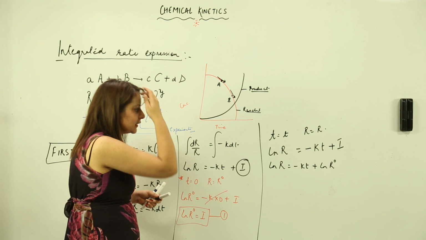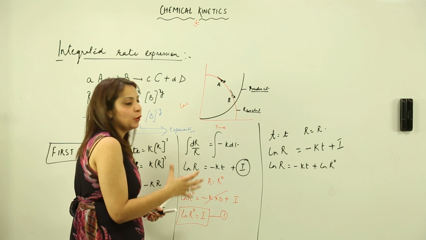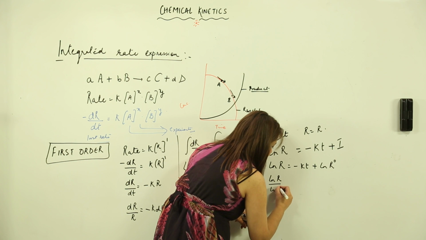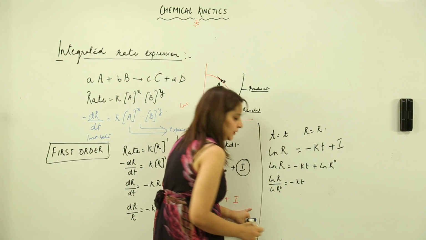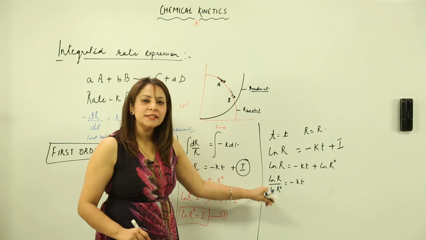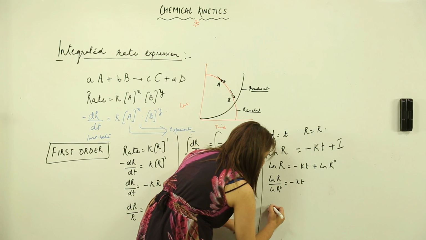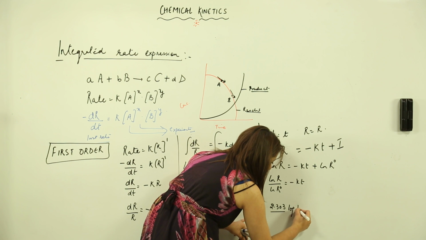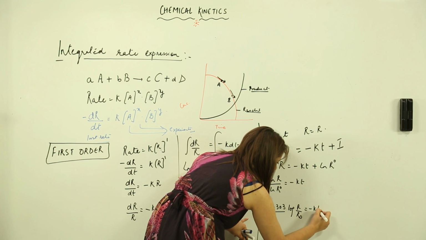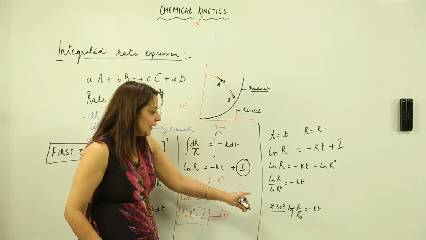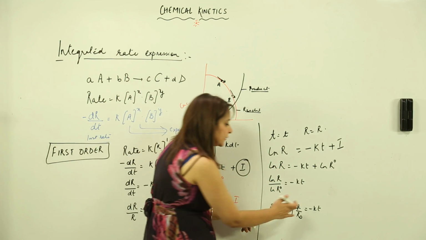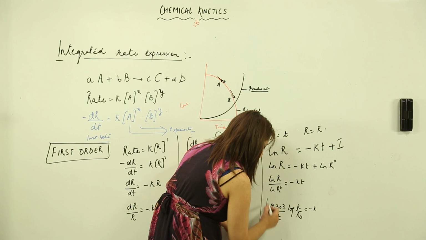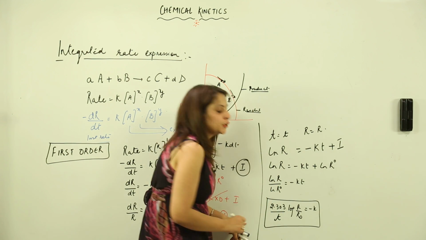Right. So if I just shuffle them more, or try to simplify this equation, I can get ln R over R naught is equal to minus kt. I can write this, right. Converting the ln into log, I can write 2.303 log R upon R naught is equal to minus kt. Now I can just move t from that side to this side. So I am going to write t here, right. So this is the integrated rate expression for the first order reaction.